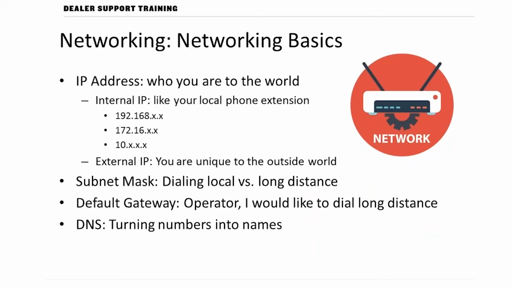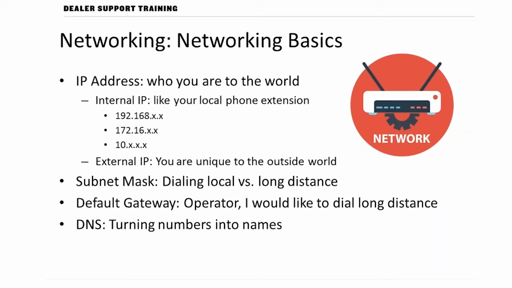An IP address is basically who you are to the world. There's two ways to look at an IP address. One is an internal IP, which is much like your local phone extension. Generally, those IP addresses will look like the following: 192.168, or start with 172.16, or start with 10. It really depends on what your local networking scheme is going to be. You'll also have your external IP, which is your unique IP to the outside world. It's much like having an external phone number to the world.